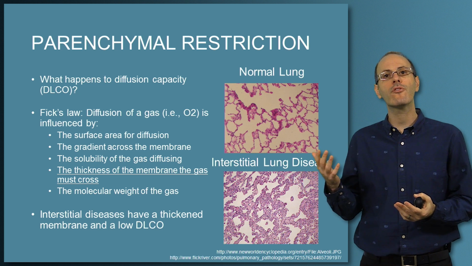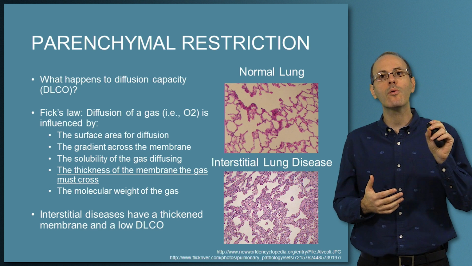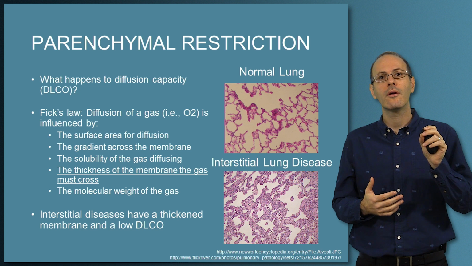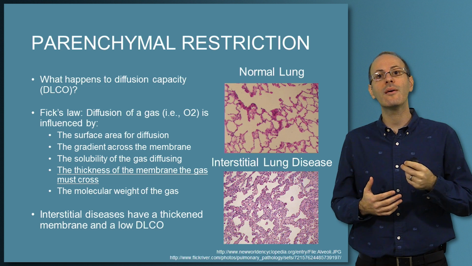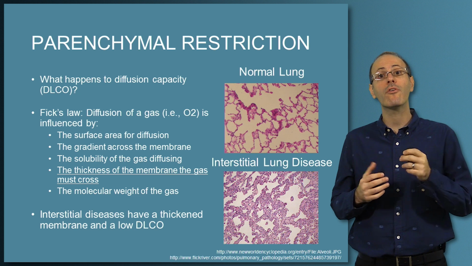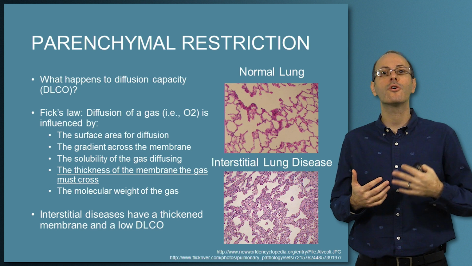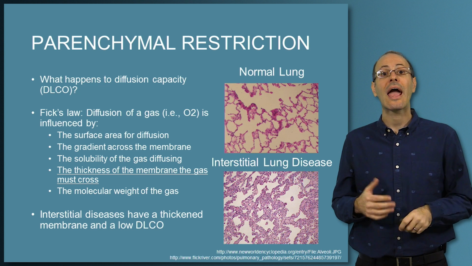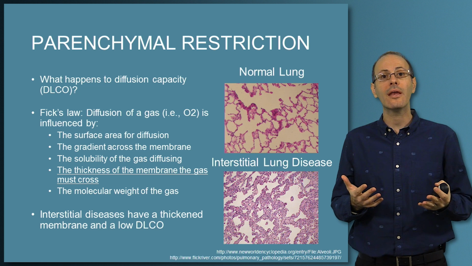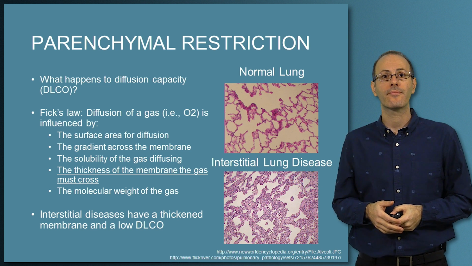And if you look at the pictures on the right, on the top you see normal lung. Here you can see alveolar walls that are nice and thin. Gas can cross those very easily. On the picture on the bottom, you see someone who has interstitial lung disease, and you see that all of those alveolar walls are thickened, and that makes it more difficult for oxygen to cross that membrane. As a result, interstitial lung disease has a thickened membrane with a low diffusion capacity on pulmonary function testing.